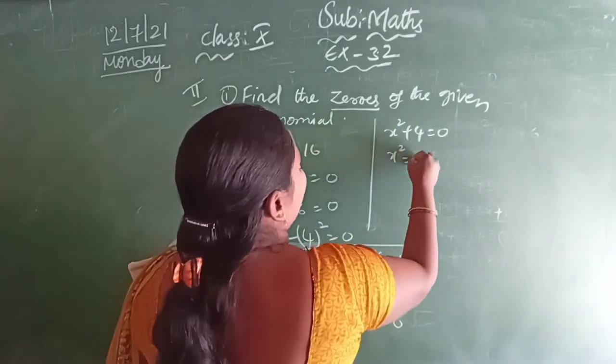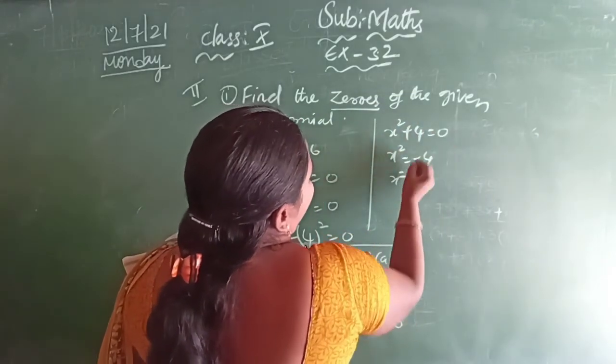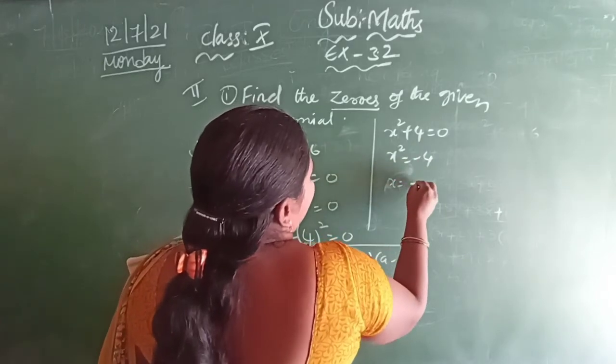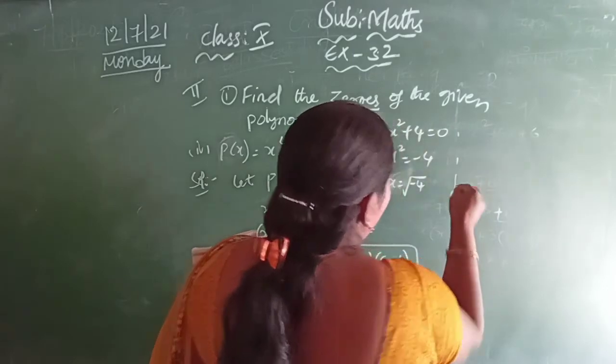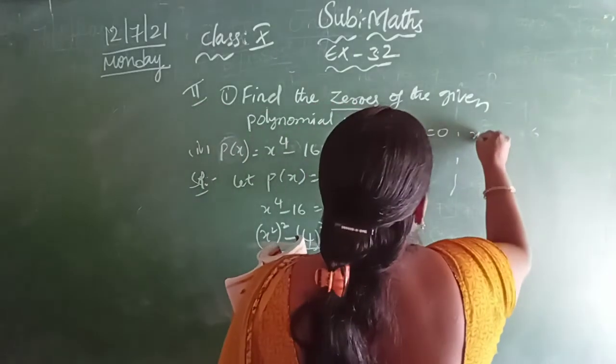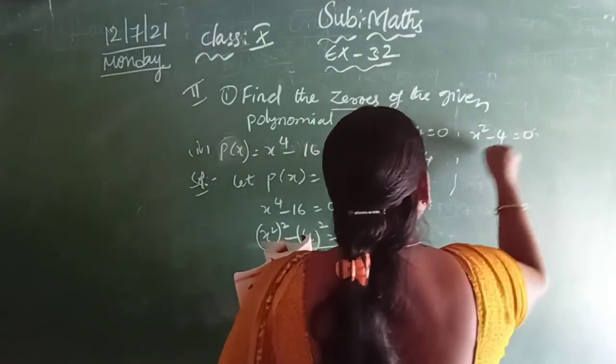So x square is minus 4. We can't write the root for minus 4, so leave it off. Next, we have x square minus 4 equal to 0.